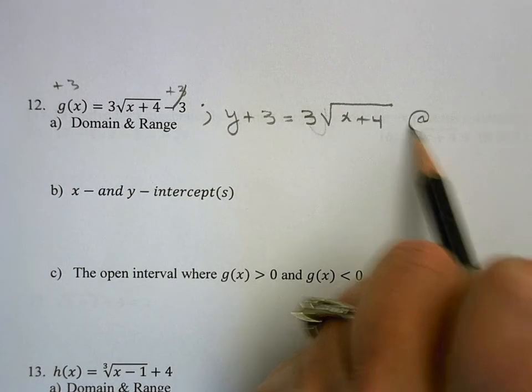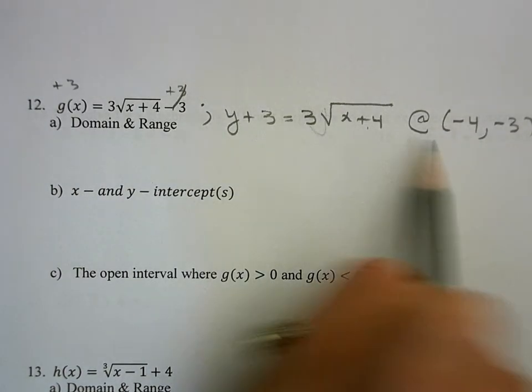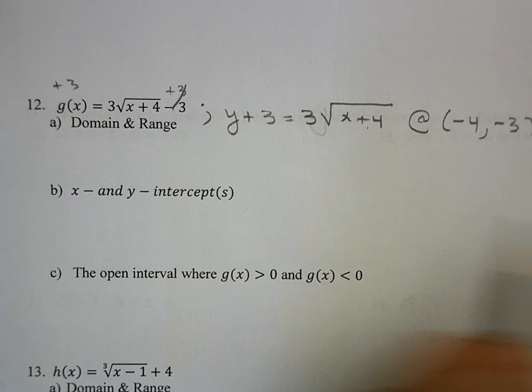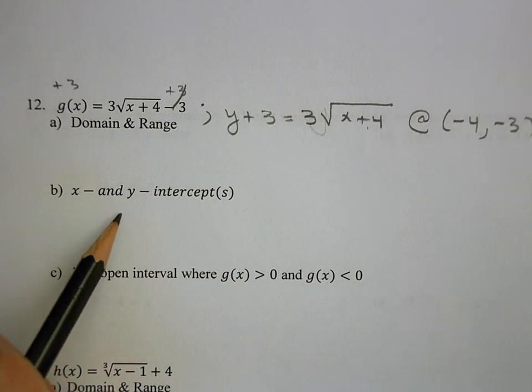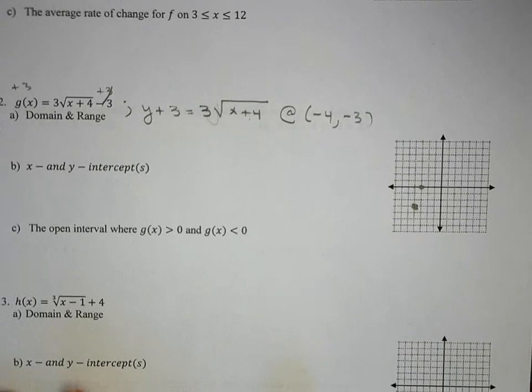Okay, so my start is at -4, -3. So I'm going to go left 4 and down 3. And then I have a stretch of 3, so I'm going to go up 3 and over 1. And I know I have to find my x and y intercepts, so I'm going to go ahead and do that before I finish graphing, which you did not see at all. So let me zoom out.